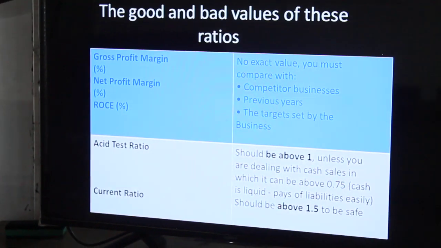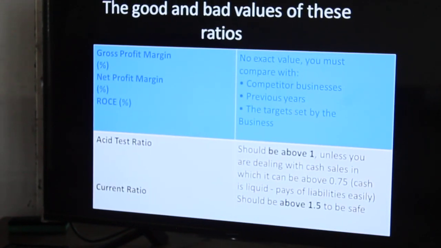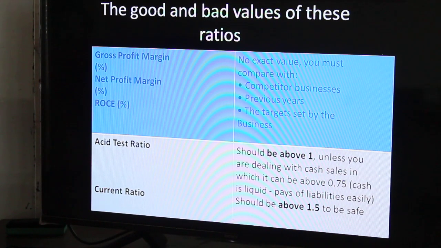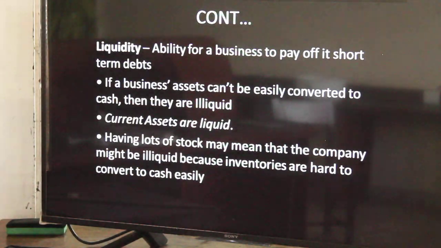Then the acid test ratio should be above 1, unless you are dealing with cash sales, in which case it can be above 0.75. The current ratio should be above 1.5 for the business to be considered safe. That means the current assets must be more than the current liabilities by more than 1.5 times, or 150%.